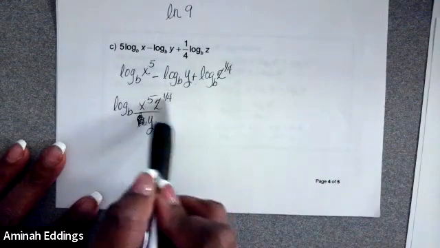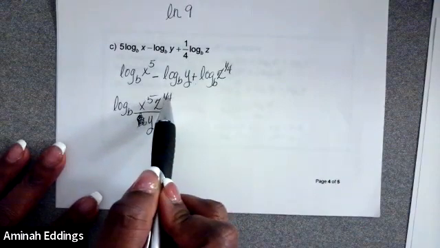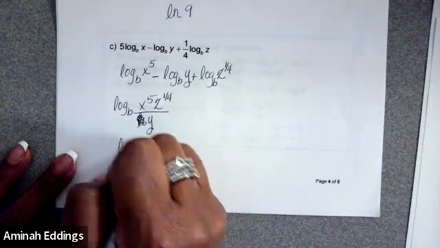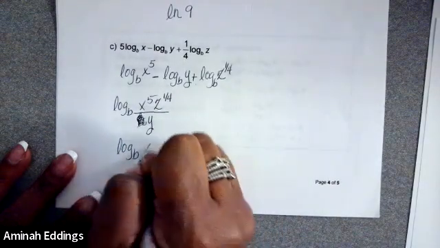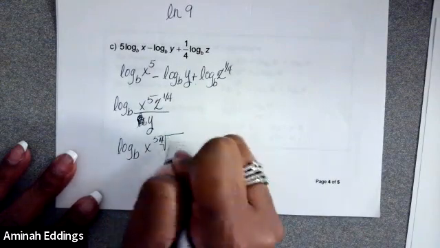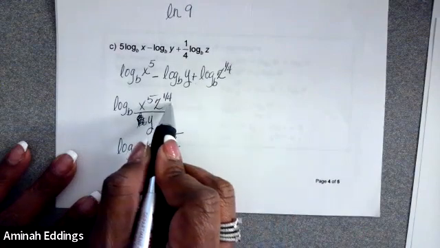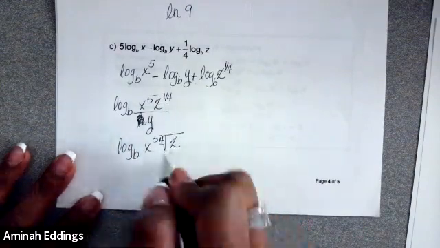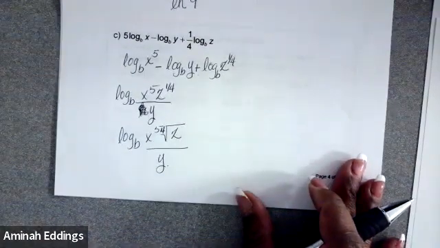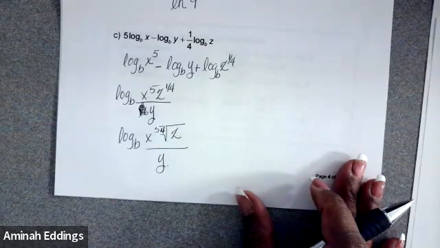And then our last step, we have that rational exponent. That means we can write that as a radical. So we have log base b of x to the 5th times the 4th root of z. The denominator is 4, so that means the 4th root, over y. Questions?